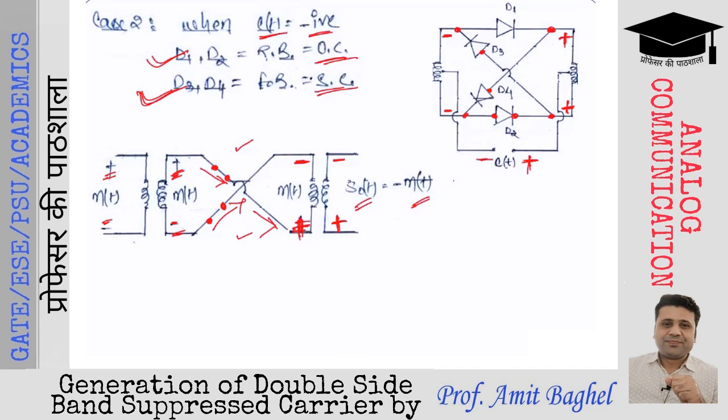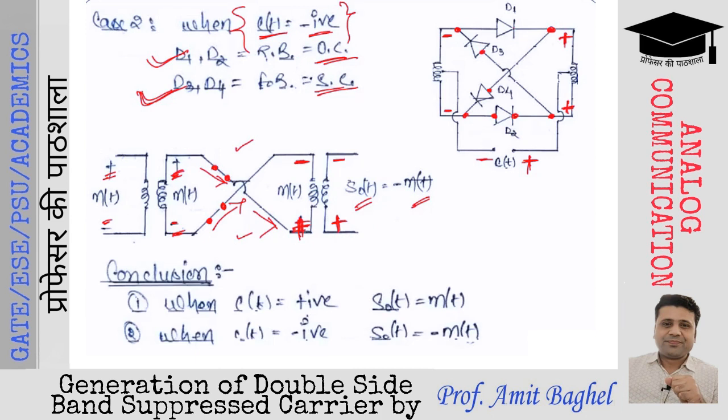So the output voltage will be equal to minus m(t). This is the case when we are taking the carrier signal c(t) as a negative value. We have a conclusion here. We can conclude these two points.